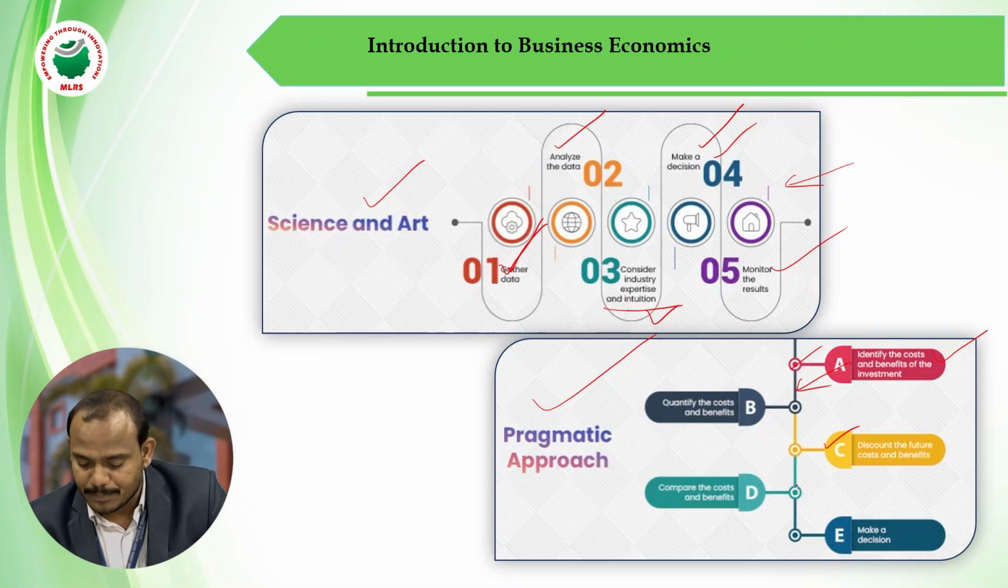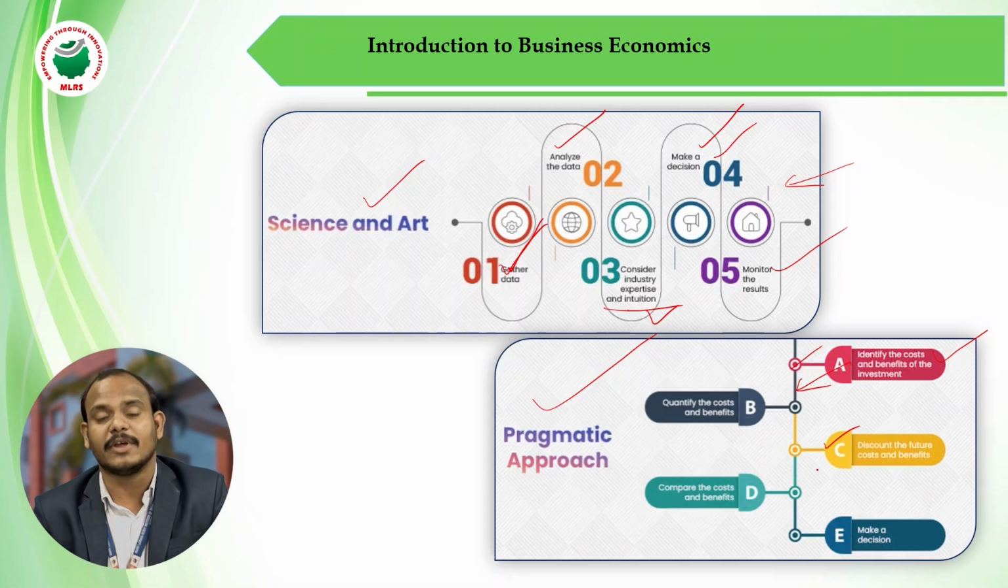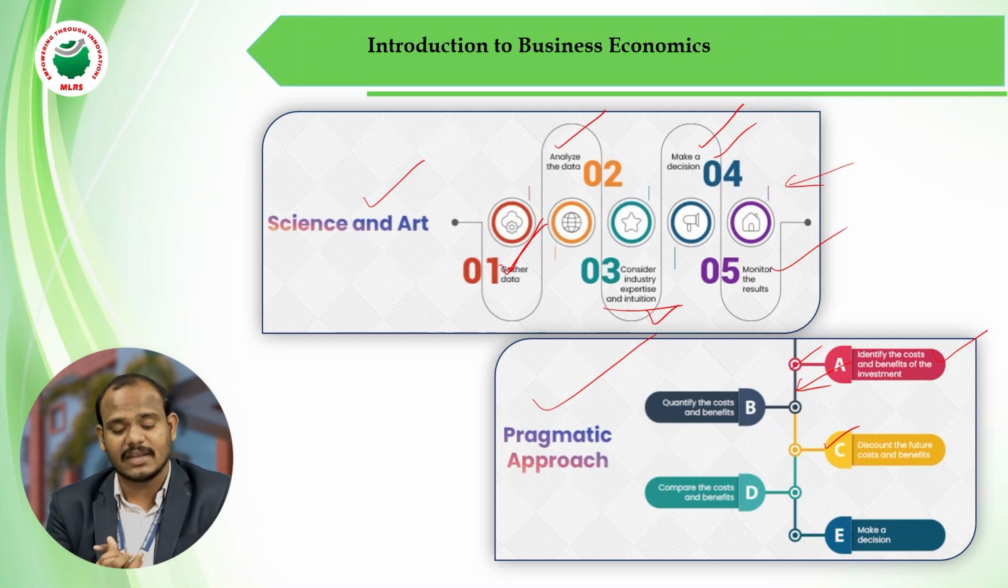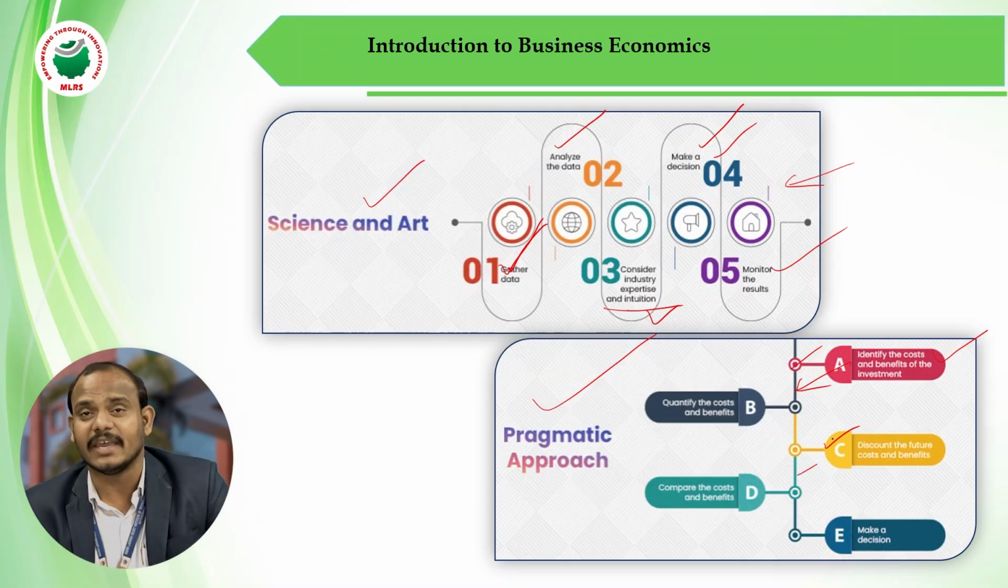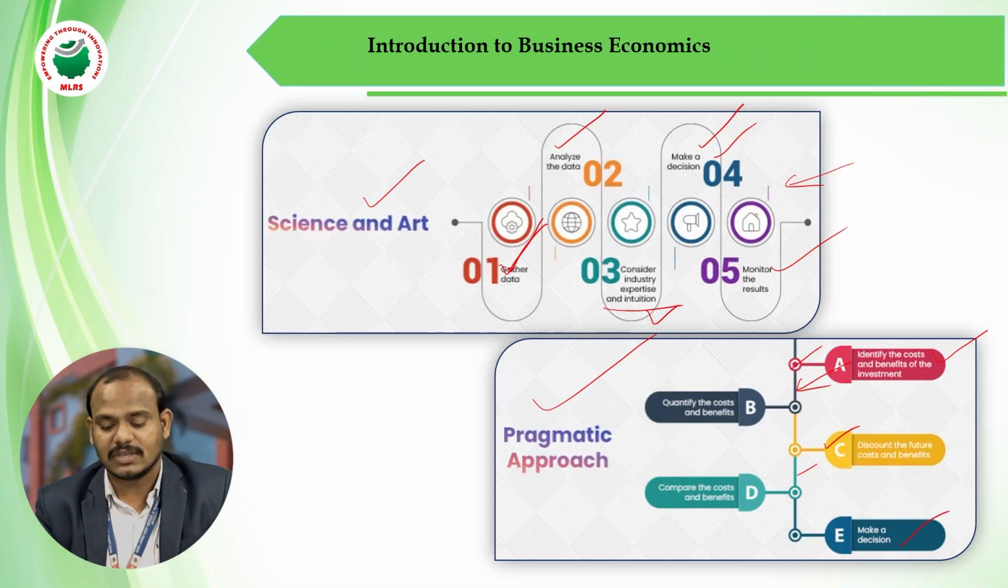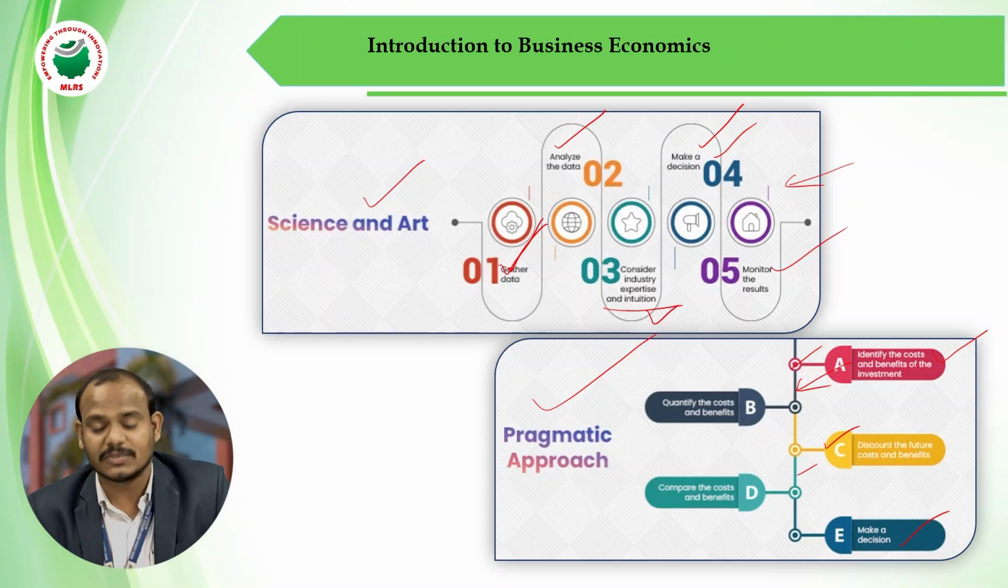After that, we move to step D, compare the costs and benefits. We evaluate whether the benefits outweigh the costs and by how much. This comparison helps determine whether the investment is worthwhile, right? Finally, we end with step E, make a decision, right? So these are the two points covered under the nature of business economics.